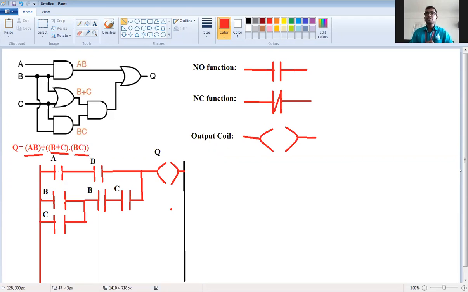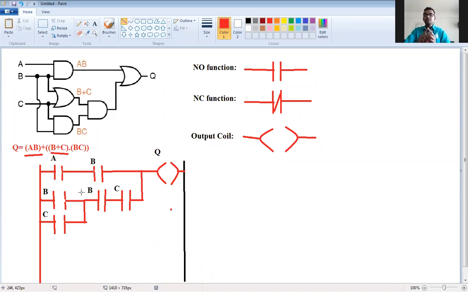The first term is AB. So check AB. AB is A into B, so obviously ANDing is there. Whenever ANDing is there, I already explained, A and B will be in series. Both the coils will be in series. This B plus C is OR, so B, C will be in parallel. This term is parallel.